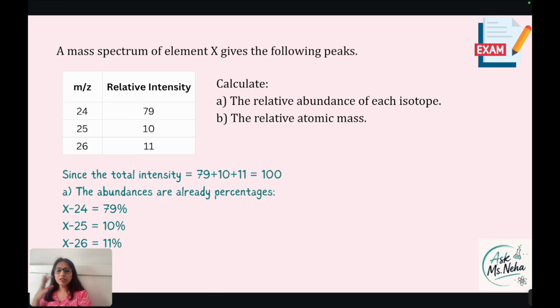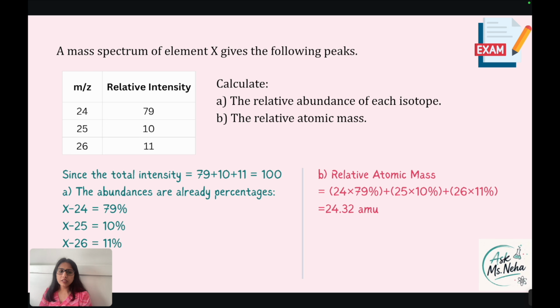Now let's apply it to the formula to calculate the relative atomic mass. So we take the percentages and times it with the mass. So 24 times 79% plus 25 times 10% plus 26 times 11%, plug all the values in the calculator, and you get 24.32 AMU as the relative atomic mass.